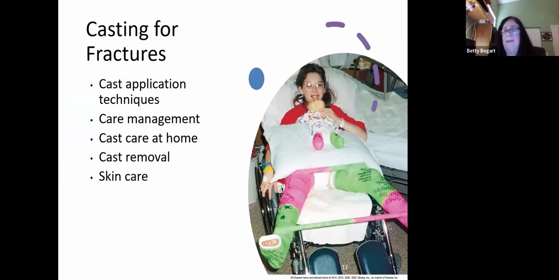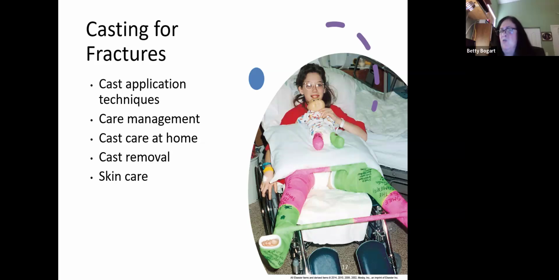So, casting and cast care. In pediatrics, I was really blessed that I worked in a pediatric facility that had all different color casting materials. This little girl, I guess she likes the watermelon, right? Pink and green, but not just for her spica cast, even her doll gets one. And that's not uncommon for what we do for children.